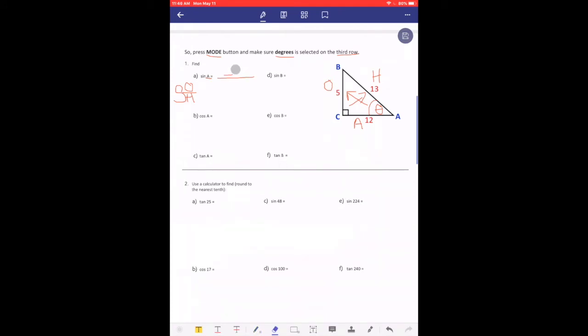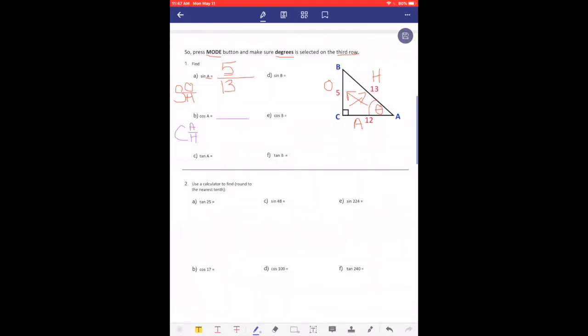And then the hypotenuse is 13. So 5 over 13 is my fraction. B says cosine A. So remember it's SOHCAHTOA, so this CAH is the adjacent over hypotenuse.